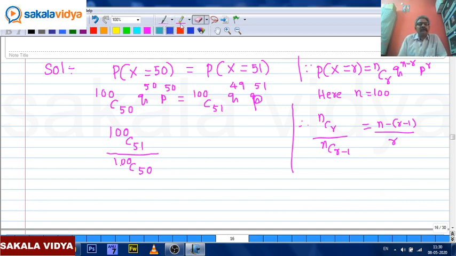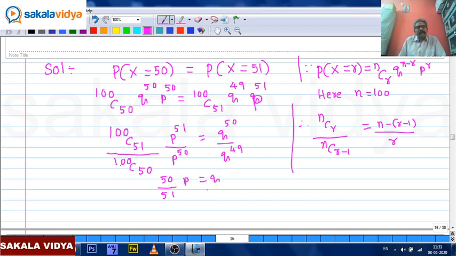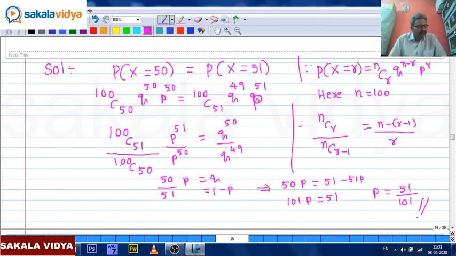So now here we get like this, p power 51 upon p power 50. Now the q power 50 by q power 49, this is correct, I think so. This will be 100 minus 50 is 50 by 51. P power 51 by p power 50 is p. This will be q. Q equals 1 minus p. Cross multiplication, 50p equals 51 minus 51p. So 101p equals 51. P equals 51 by 101. This is the answer, 51 by 101.